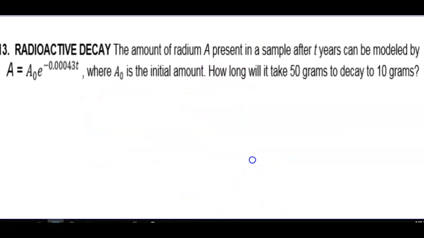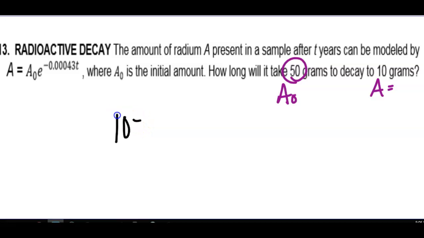All right, couple quick applications and I think we're done. This says A sub 0 is the initial amount, so how long will it take 50 grams, so that is our initial amount, to decay down to 10 grams, which is how much we want to be present at the end, so that's A. So these are the kind of applications you are going to have to solve, but I'm going to do a whole bunch more applications tomorrow.